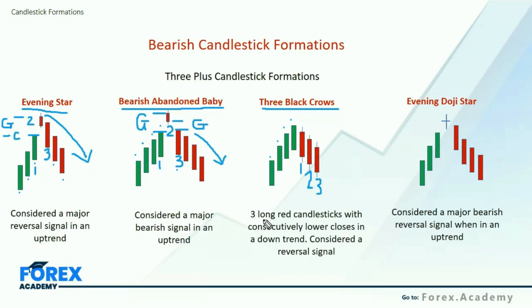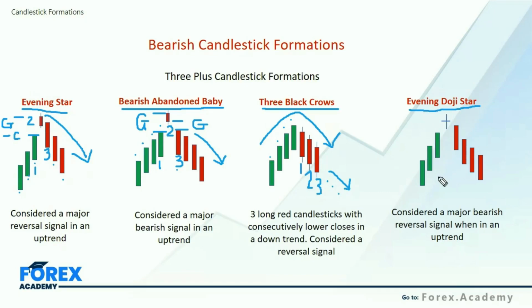So what we're looking for here is 3 long red candlesticks with consecutively lower closes in a downtrend. So this is considered a significant reversal signal when you see price action like this. So you're very likely to see continuation to the downside if you see 3 black crows. So they mitigate against a lot of the work by the bulls in this market, where price action is pushing higher. You know, these 3 back-to-back black crows are very likely to give extended opportunities to the downside and become quite bearish.